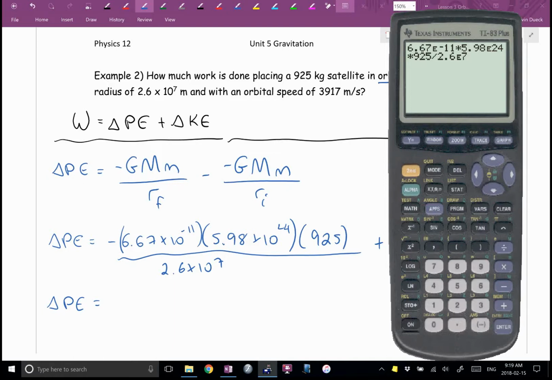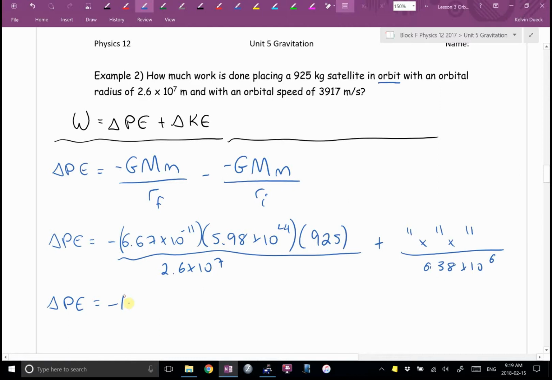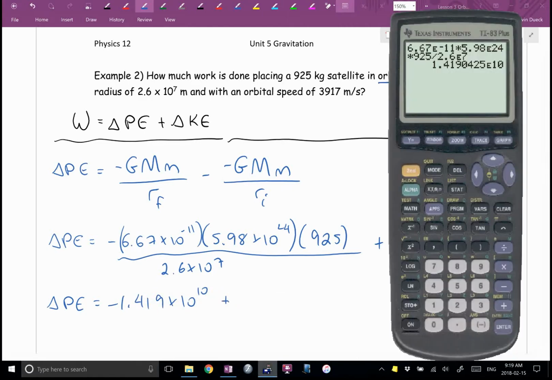For the final potential energy, oh, I forgot the negative. I can just put a negative in front. Do you get negative 1.419 times 10 to the 10th? Okay. I forgot to put the negative on my calculator, but that's easy enough to rectify. Negative 1.419 times 10 to the 10th, and then there's a plus sign. Ditto. I would delete the negative, except I forgot to type the negative in the first place. In fact, I think all I need to change is 6.38 times 10 to the 6th.